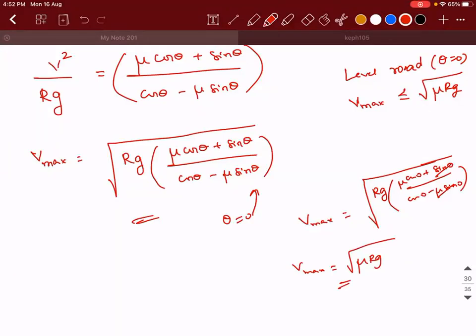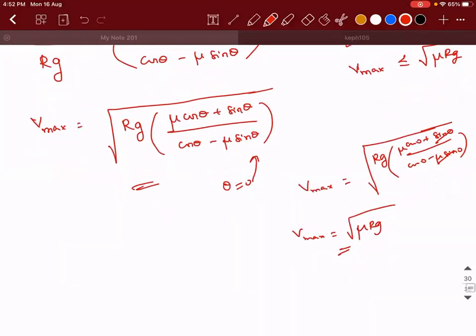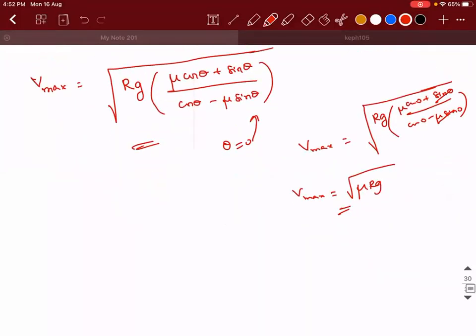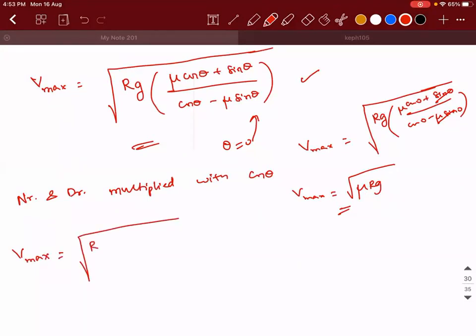You will understand. So this is like a generic form. And I think in your textbook, they would have given it like this. They would have divided the numerator and denominator with cos theta. See, if they give you an MCQ question, and they give you this option also, it is right. Suppose they give you another option, divided by cos theta, then Vmax will be equal to square root of rg into mu plus tan theta by 1 minus mu tan theta.